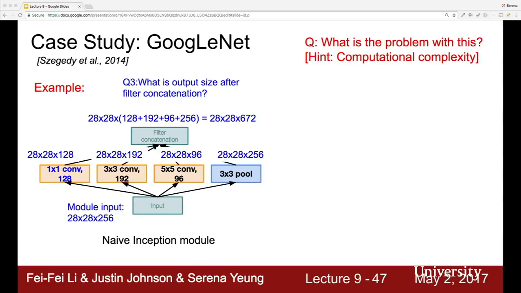Yeah, question? Okay, so the question is, how are we getting 28 by 28 for everything? Here we're doing all the zero padding in order to maintain the spatial dimensions, and that way we can do this filter concatenation depth-wise. Question in the back. Yeah.